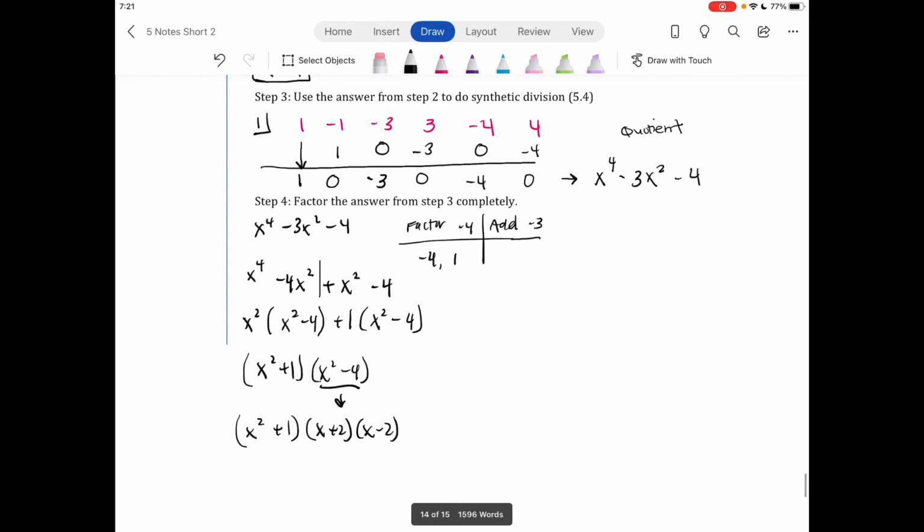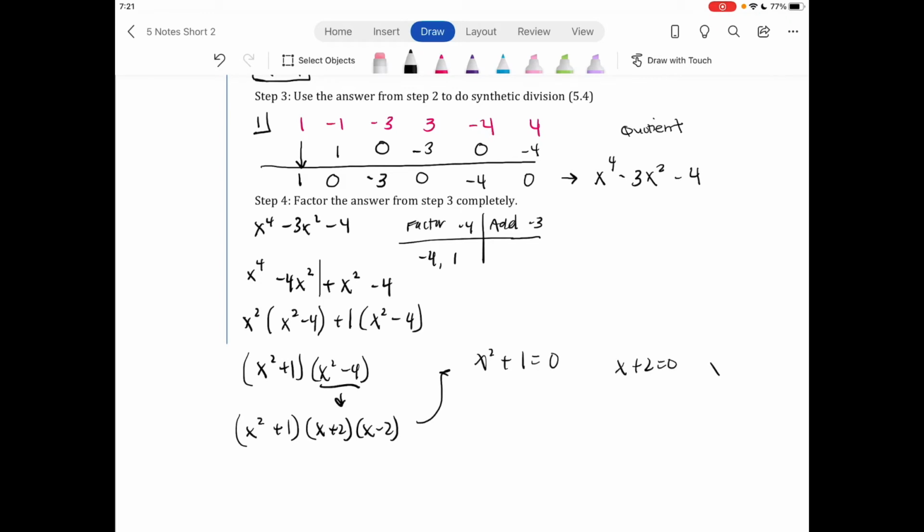Set each of these equal to 0: x squared plus 1 equals 0, x plus 2 equals 0, x minus 2 equals 0. So that means x squared equals negative 1, take the square root of both sides, and x is going to be equal to plus or minus i, since that is what the square root of negative 1 is. In the next factor, we'll solve, so x equals negative 2, and add 2, x is also equal to positive 2.